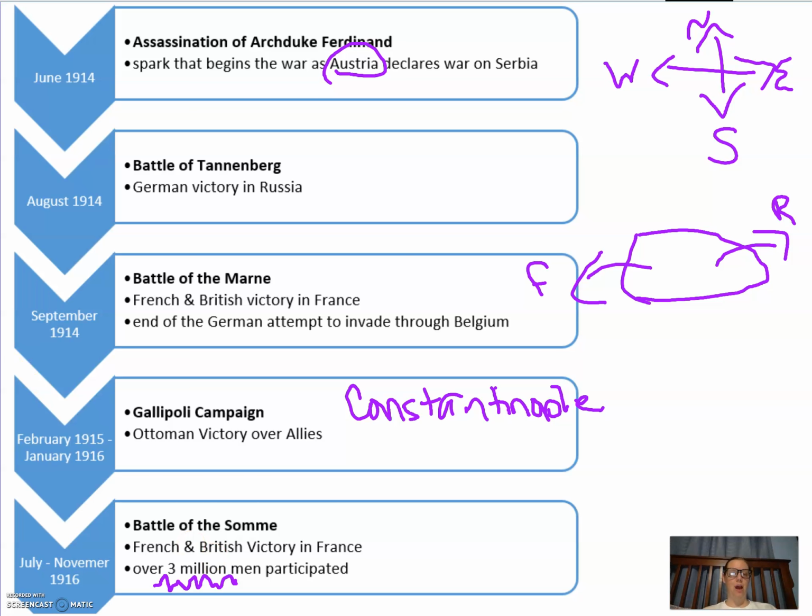It's massive. It is a victory for the Allies ultimately, though it's kind of one of those stalemate battles where no one really gained a whole lot of ground anyway.